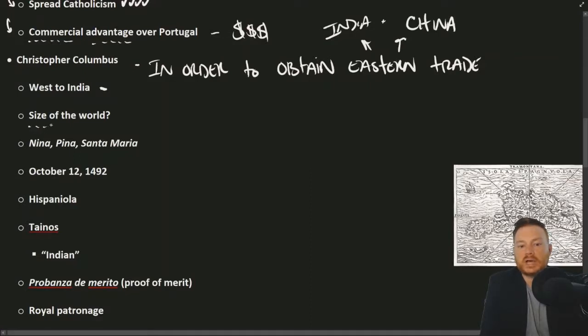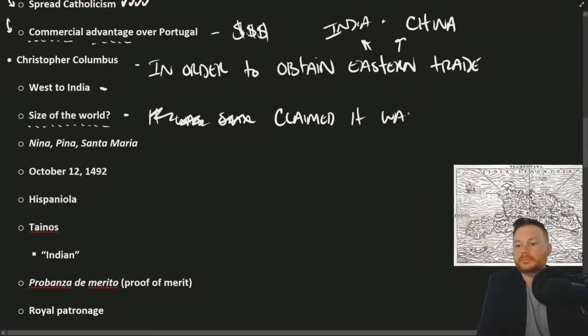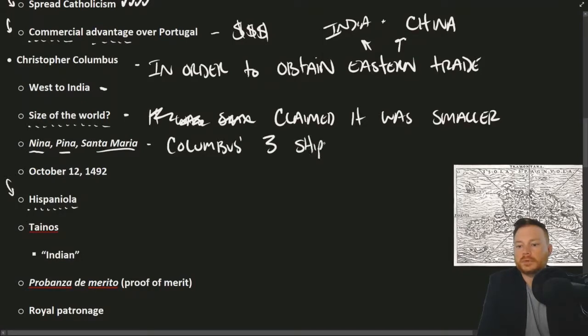Now, Columbus miscalculated the size of the world. Remember that Columbus said of the size of the world that it was smaller. Actually, let's go ahead. We'll say Columbus claimed it was smaller. And because he was incorrect, he ended up landing on the island of Hispaniola with his three ships, the Nina, the Pinta, and the Santa Maria. So these are Columbus's three ships. And October 12th, 1492 was the date Columbus landed in the Americas.